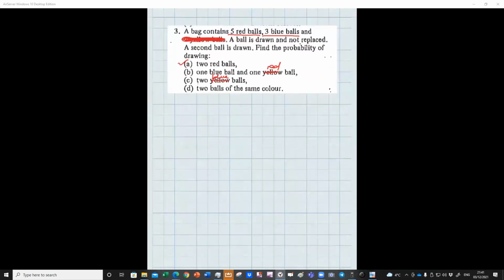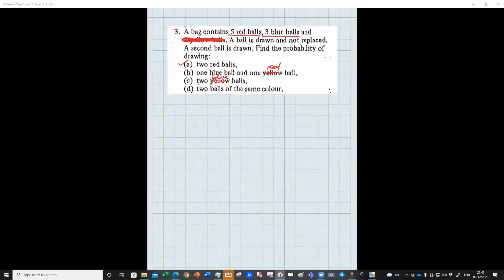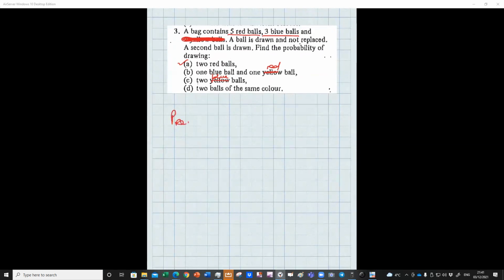Okay. Question number 3. Probability of getting a red and probability of getting a red will be equal to what? Let's have Mr. Abdul Hamid. What's the probability of getting red and red? Just give me the values minus the tree diagram. So the first one will be what?